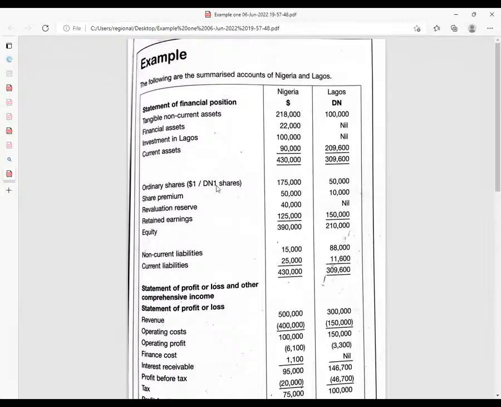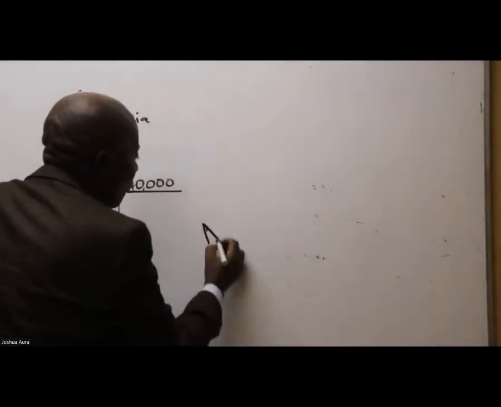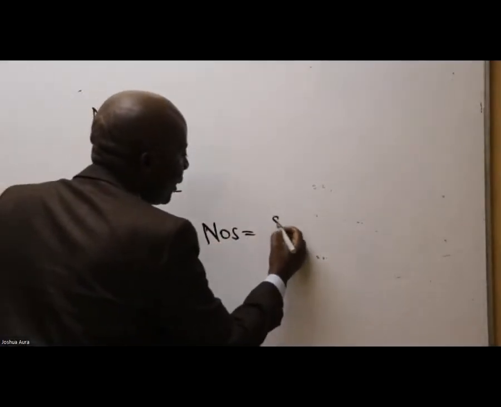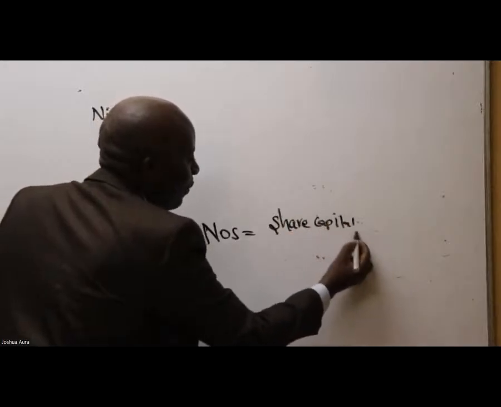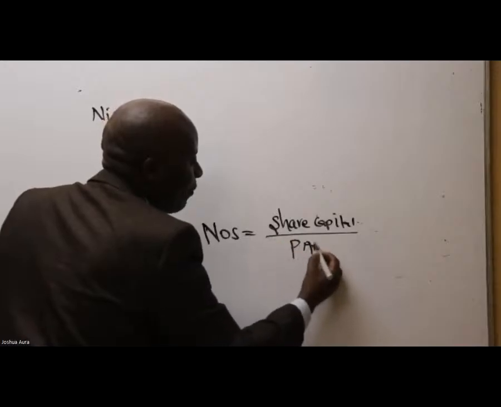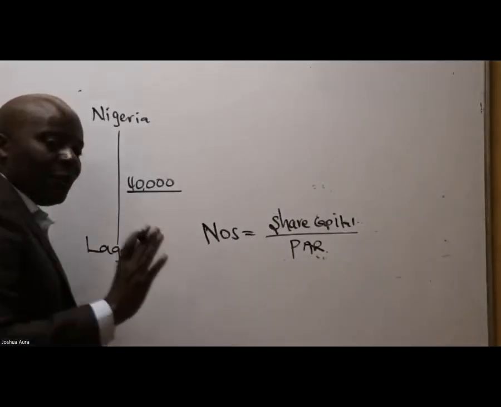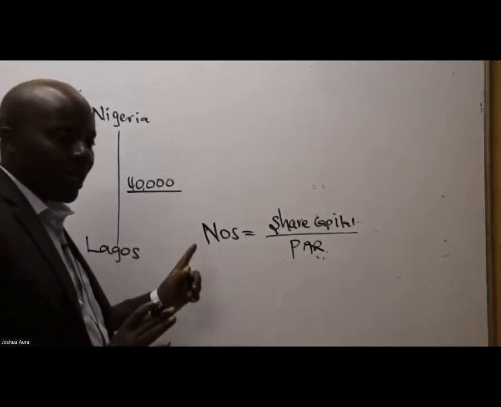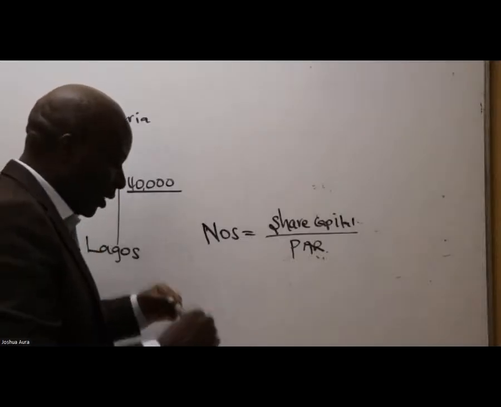We normally take the share capital. You can see the share capital of Lagos is 50,000. You divide by the par value. Anytime you want to get the number of ordinary shares, my good students, you always take the share capital given and then divide it by the par value given by the side. Remember, I'm interested in the number of ordinary shares of the subsidiary, not the parent.